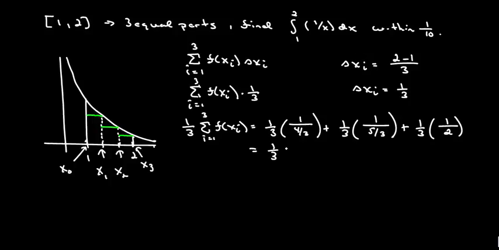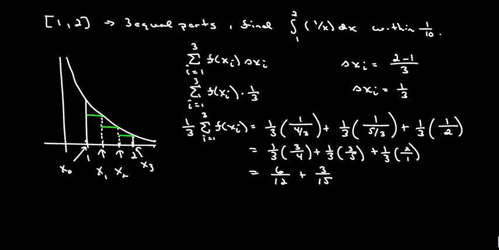So this is 1/3 times 3/4 plus 1/3 times 3/5 plus 1/3 times 2 over 1. So this should be 6/12 plus 3/15 plus 2/3. And so that'll be a half plus a fifth plus 2/3. Let's get these all under the same denominator.